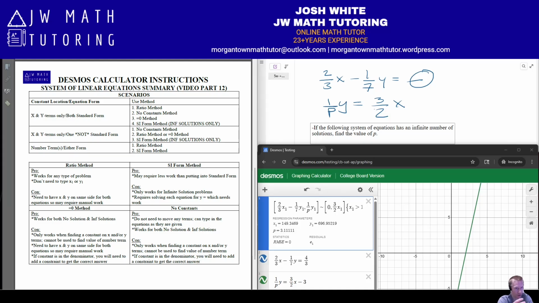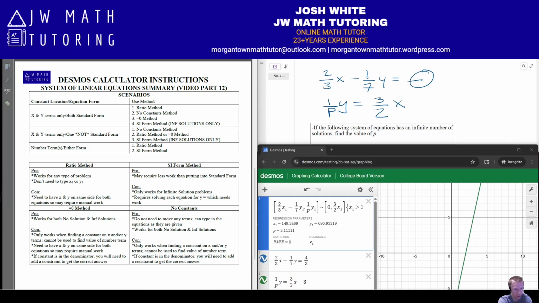Now, if both equations are already given in standard form, and again, we're assuming here you're looking for x and y terms only, like the first two rows there, I would probably just go with the ratio method, just because it's less typing than the no constants method or the equal zero method.